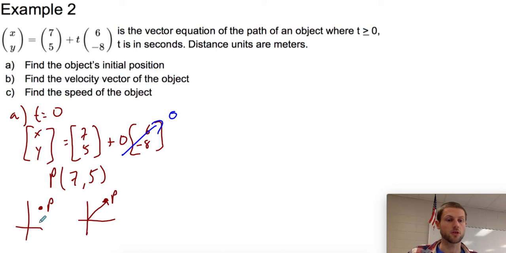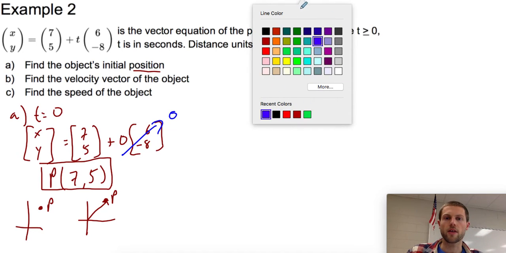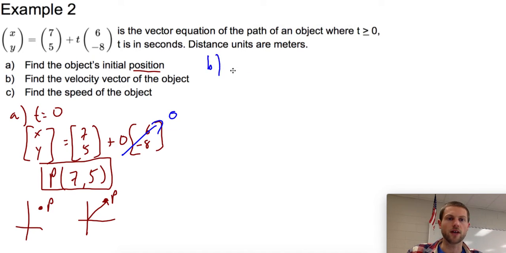So this is a position vector. The vector is used just to describe displacement from the origin to a position. But really the answer I'm interested in for letter A is the position, not the position vector. So I want a point. And then for letter B, I want to find the velocity vector of the object. And really that's no more complex than just pointing out the velocity vector. So this is <6, -8>. And then that was easy.